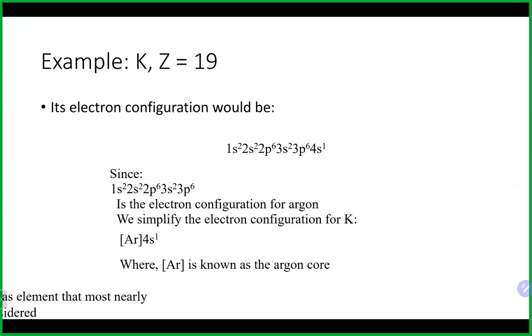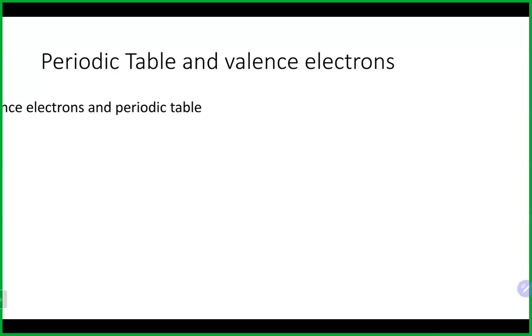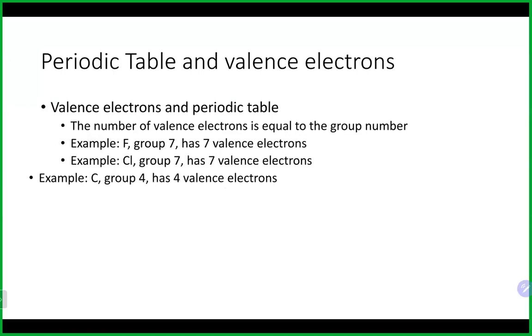All right, so we could definitely look at the group number for our valence electrons. And again, fluorine, which is group 7, has 7. Chlorine, which is group 7, has 7. And carbon, which is group 4, has 4 valence electrons as well.